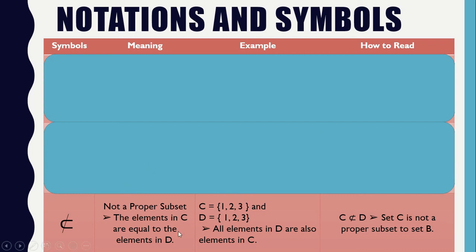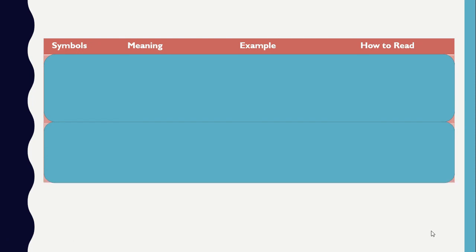Ayan. So, we have here C comprises of the numbers 1, 2, and 3, and set D which has the elements 1, 2, and 3. So, we can see that all elements in D are also elements in C. Kapag nagkataon, ang gagamitin mong symbol is not a proper subset to D. Sorry, D yan, hindi B.